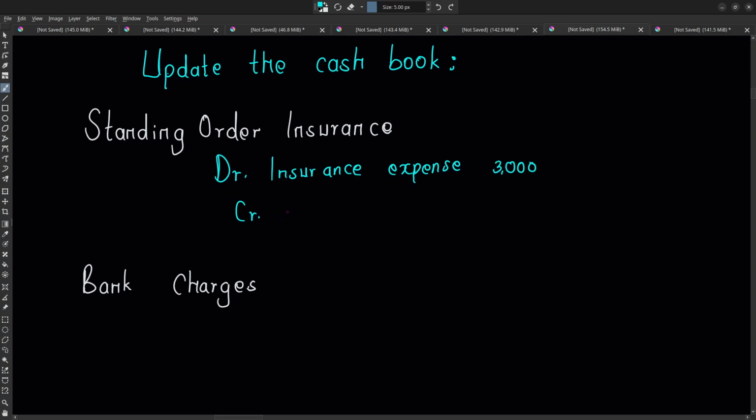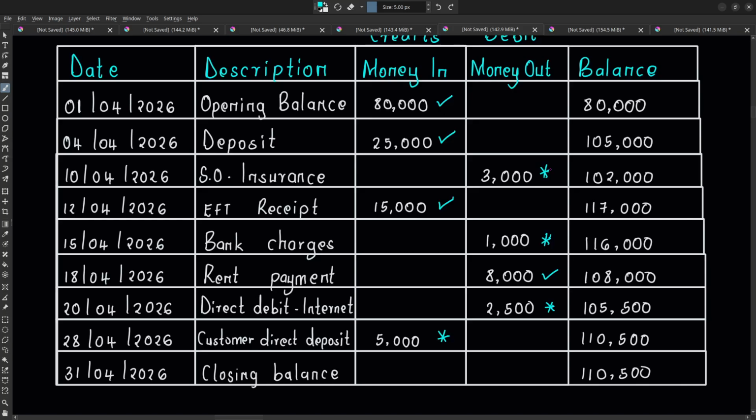So we credit the bank, we credit cash in bank account, an amount of 3,000. So in our updated cash book, we are going to have included this credit of cash in bank of 3,000. Then we go back, we check. So we have done this. Then we come to bank charges.